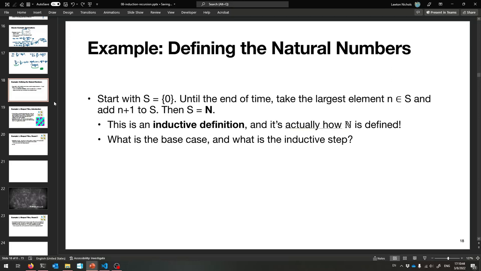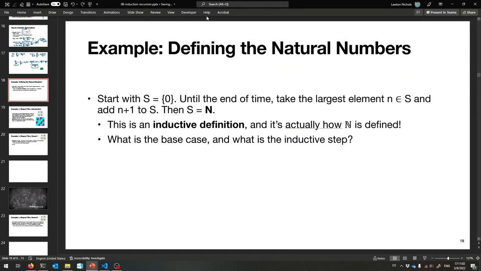Let's define the natural numbers with induction. Okay? So you can make an inductive definition in addition to an inductive proof. The strategy is similar. Here's one way to define what the natural numbers are, which is it's supposed to be 0, 1, 2, all the way on forever, right?